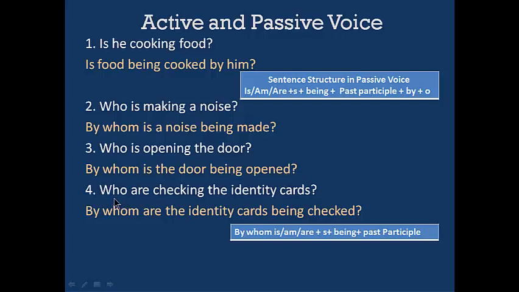Look at sentence number 4. Who are checking the identity cards? Is the identity cards referring to something plural? Therefore, we should have the auxiliary verb preceded by the subject of this sentence, are. By whom are the identity cards being checked?